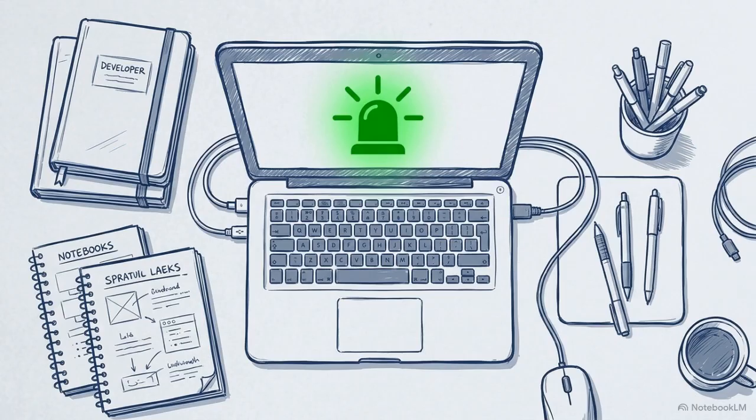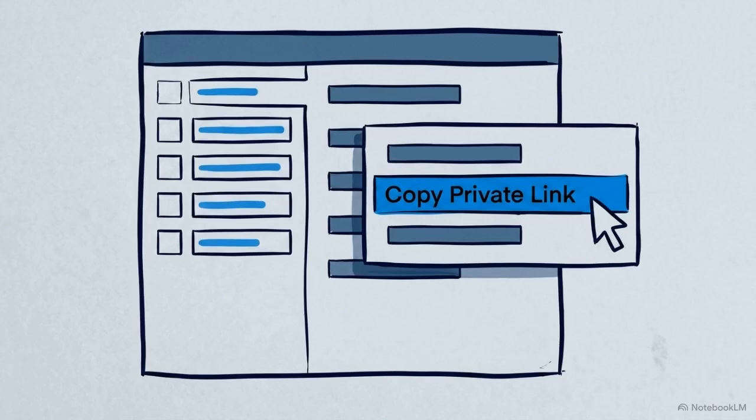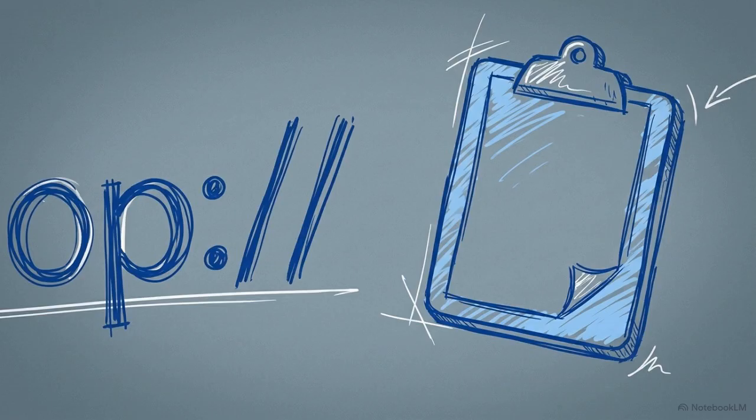For baseline secrets, the ones you need every time you boot up an agent, you want a persistent setup. First, open your 1Password desktop app. Right-click the credential you want to use and copy its private link. This gives you a specific URI pointing directly to the vault item.